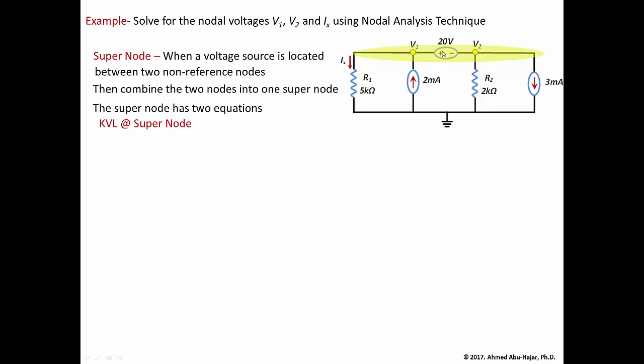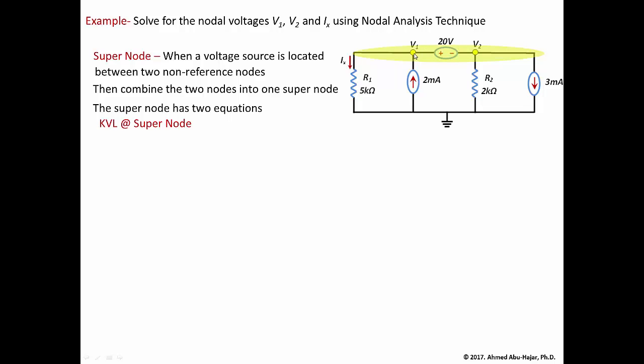You're going to look at the plus polarity of the voltage source. You're going to say that this will be this voltage minus the nodal voltage at the negative polarity. So it's going to be V1 minus V2 equals 20 volts. The difference between the two nodes is 20 volts. That's the basic idea, right?